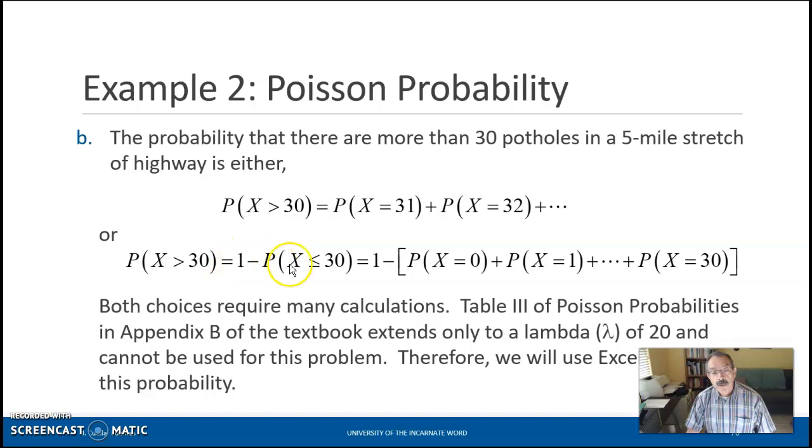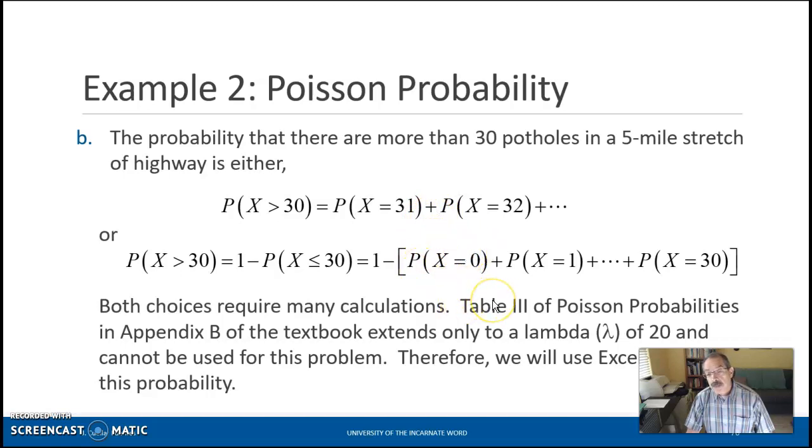So we use that complement to find this probability. We do 1 minus the probability of x less than or equal to 30, which is 1 minus the probability of the random variable being equal to 0, being equal to 1, all the way to being equal to 30. Either way, you see a lot of calculations.